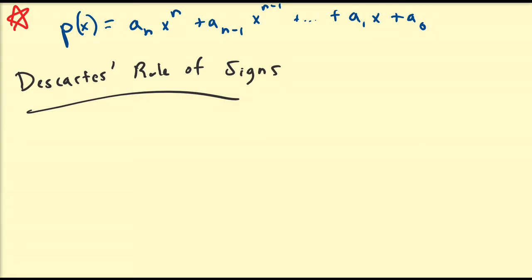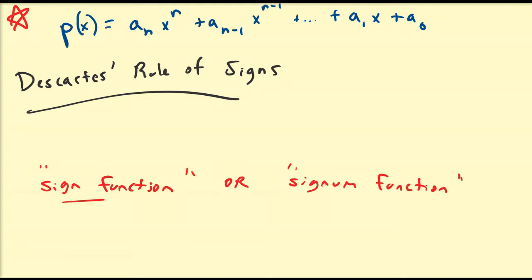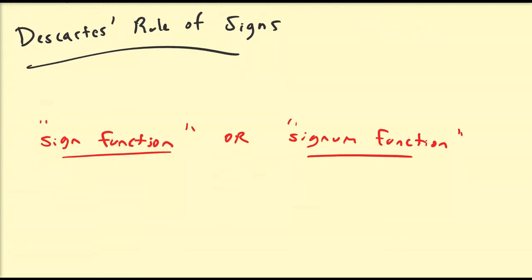Alright, so before we actually get into stating what Descartes' rule of signs says and how to use it, I just want to briefly introduce a couple notations that I'm going to be using throughout this video and also the second part to this discussion. And that is what we call the sign function. Some people also refer to this as the signum function. This function is defined as follows. It's abbreviated simply as SGN. Some people just say the sign.